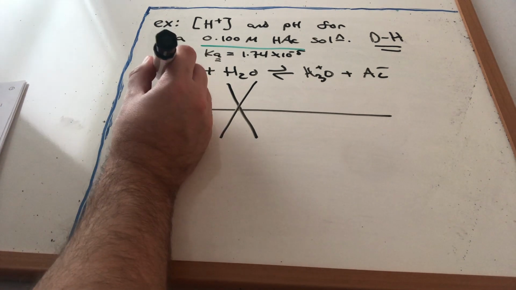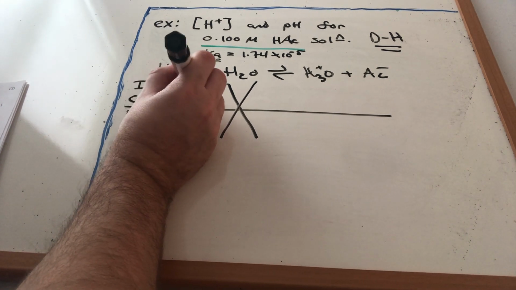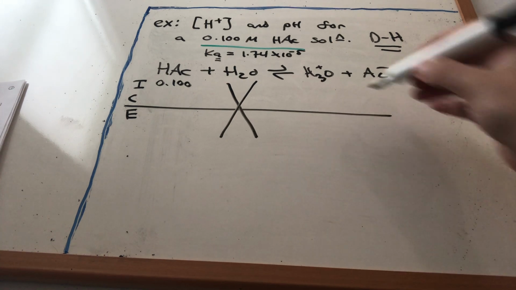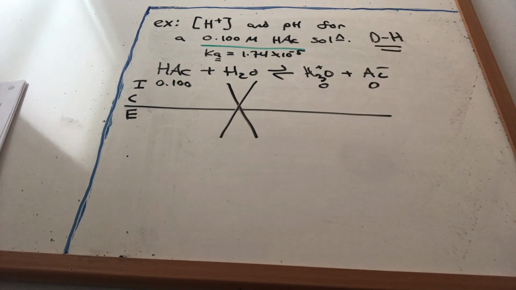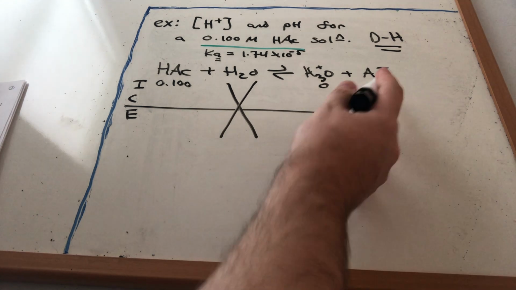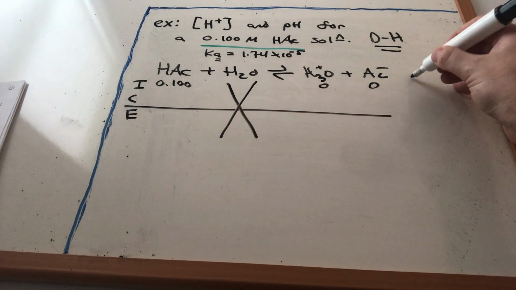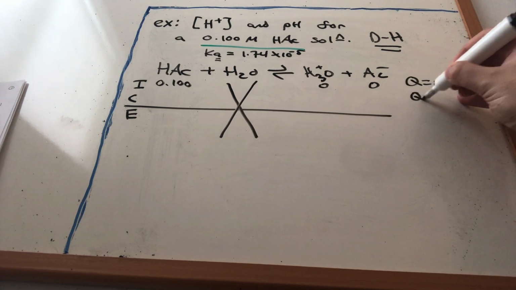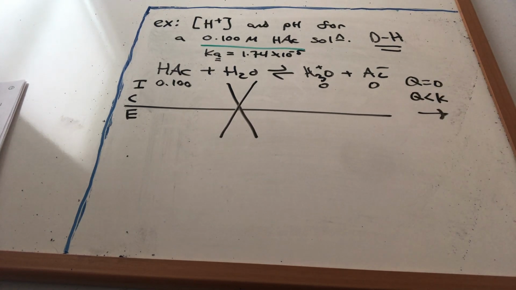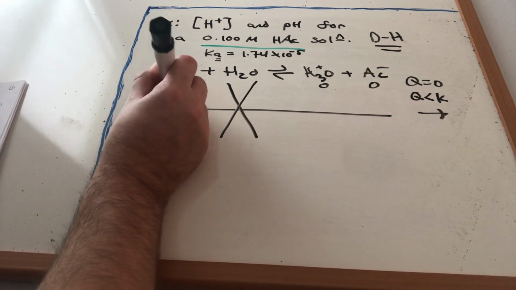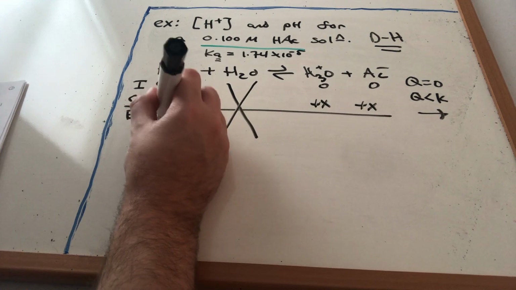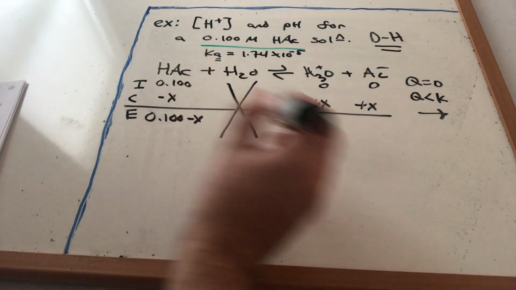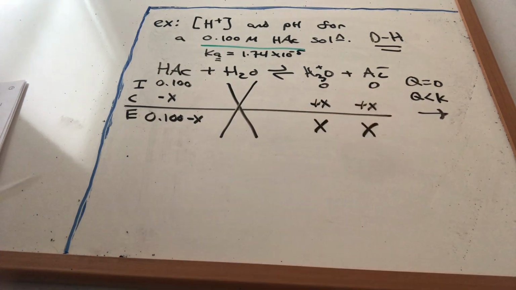We're given an initial amount of HAC. That's 0.100. There's essentially no H3O plus to start. There's 1 times 10 to the minus 7, but we're going to say that that's 0, really small. And there's no AC minus to start. Do Q versus K. Q equals 0. Q is less than K. So we're moving in this direction. I'm going to put a minus X here, plus X, plus X: 0.100 minus X, X, and X.